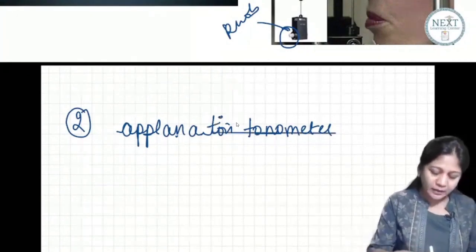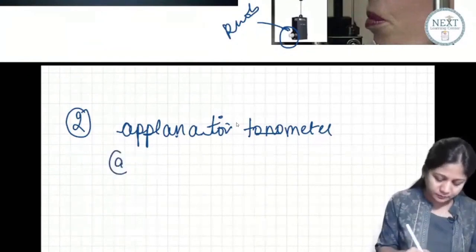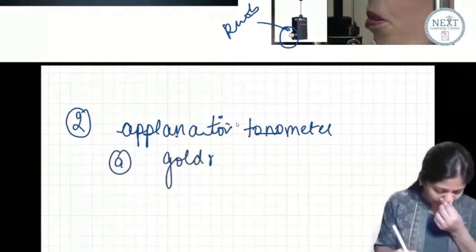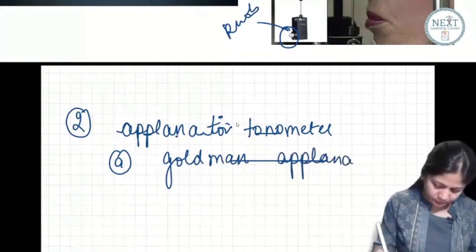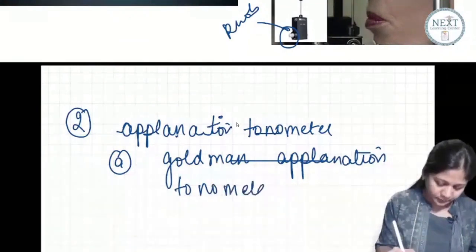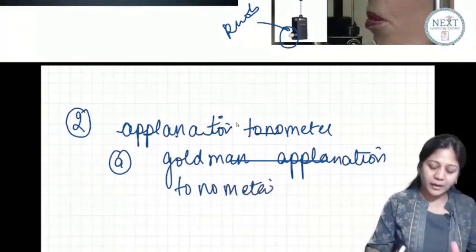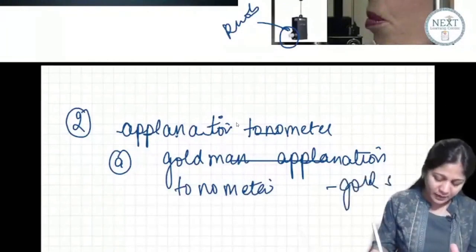What is the prototype here? The prototype is this Goldman applanation tonometer. Okay friends, this is the prototype. Why am I saying prototype? Because this is the gold standard. This is the best available tonometer.